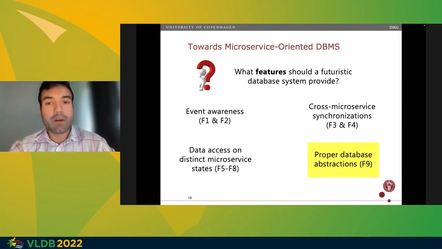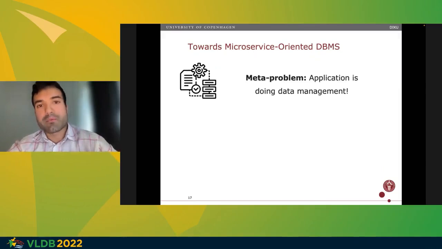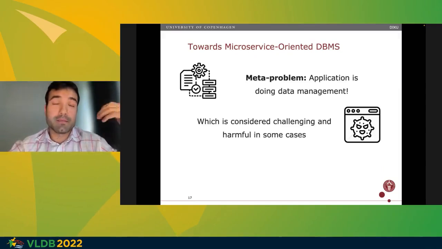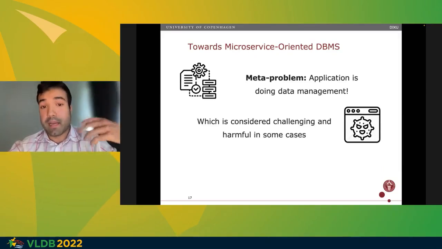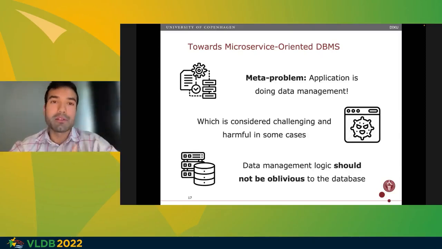And next, the point that I will focus on more toward the end of this talk is providing proper database abstractions. It's basically, how can we gain more knowledge about what's going on at the application level? So the meta problem is that the application is doing data management. And this sometimes is bad, right, and harmful. Data management logic should not be oblivious to the database.